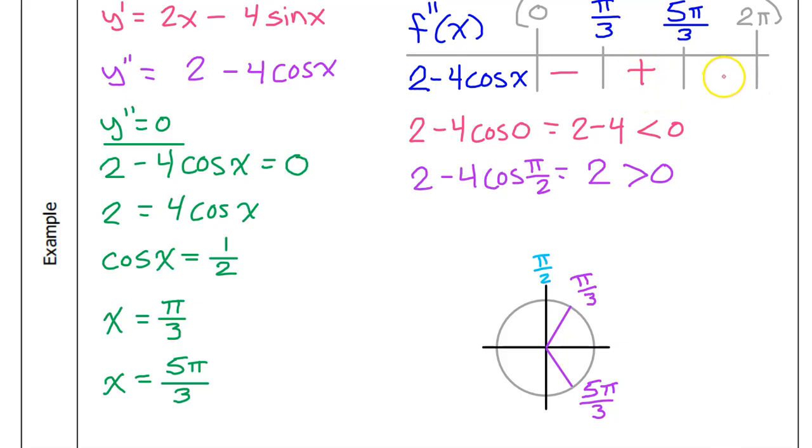On the last interval, we can use 2 pi just like we used 0. But I'm not even going to write this down because obviously the cosine of 2 pi and the cosine of 0 are the same thing.